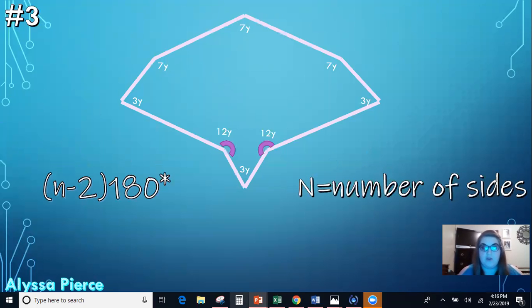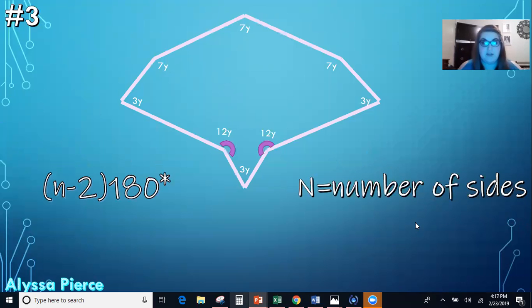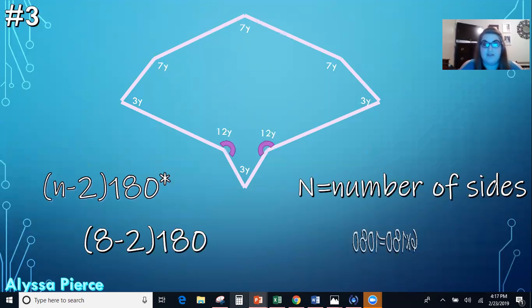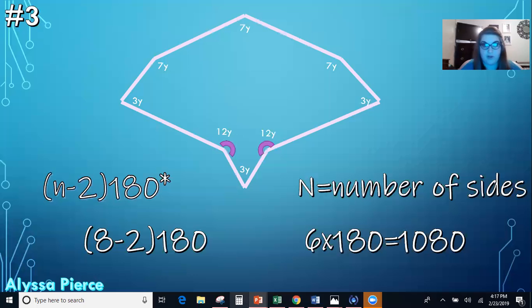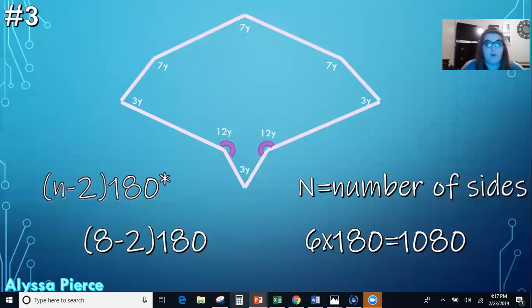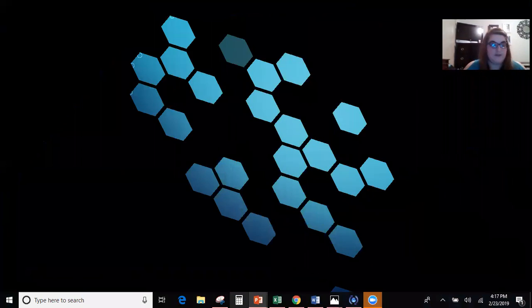So n is going to be our number of sides. In this particular case, we have a number of sides of 8. So we're going to have 8 minus 2 multiplied by 180, which is going to give us 6 multiplied by 180 equals 1080. Now, are we done with this problem? No, because we haven't solved the 7y angle measurement, the 3y, or the 12y. So let's go on and get into that next.